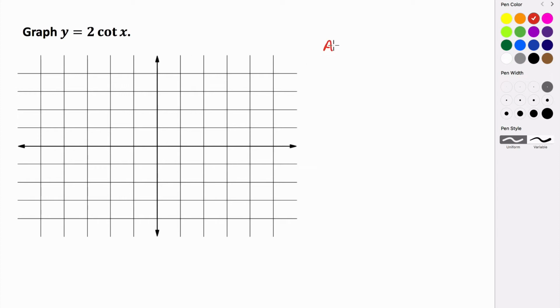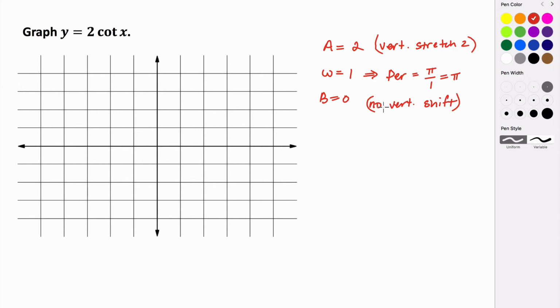So a is 2, so that means that we have a vertical stretch factor of 2. So vertically stretched by 2. There's no reflection or anything because a is positive. We know that omega is 1, so that tells us that the period is pi divided by 1, or pi units. And then b is 0, so there's no vertical shift.